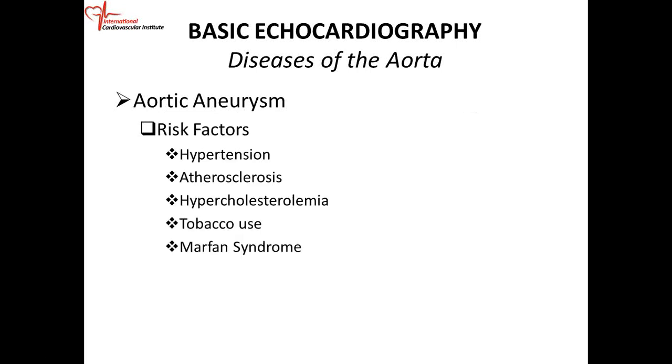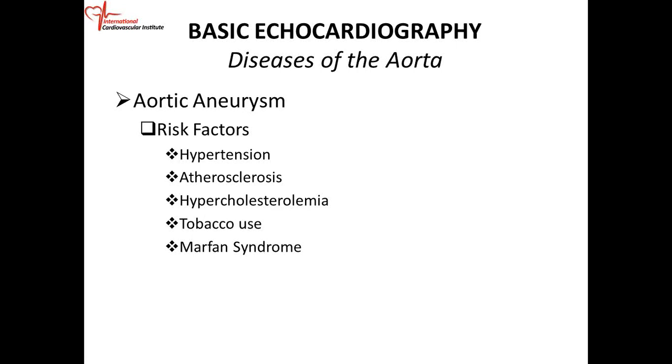However, the risk factors, these are conditions that can predispose one to aortic aneurysm: hypertension, high blood pressure, atherosclerosis, as we mentioned before, in which the blood vessel wall becomes impregnated with cholesterol, and it becomes weakened, and it can dilate. Hypercholesterolemia, high cholesterol, tobacco use, okay, and Marfan syndrome. So Marfan syndrome, these individuals usually have a weakness in the wall of the aorta, and it dilates.